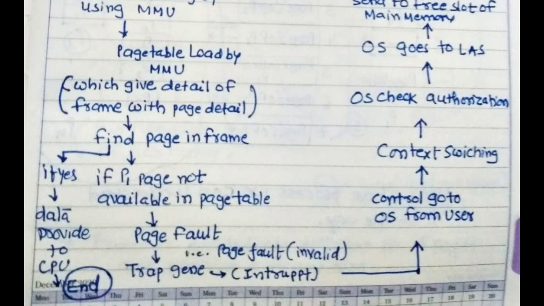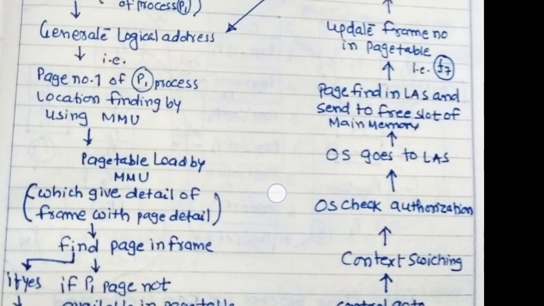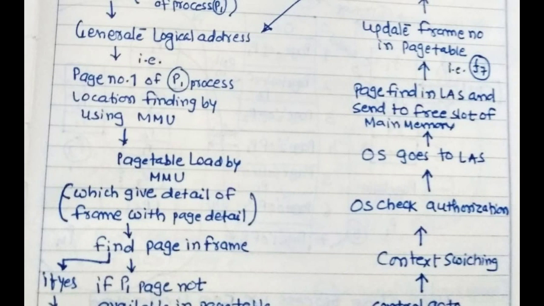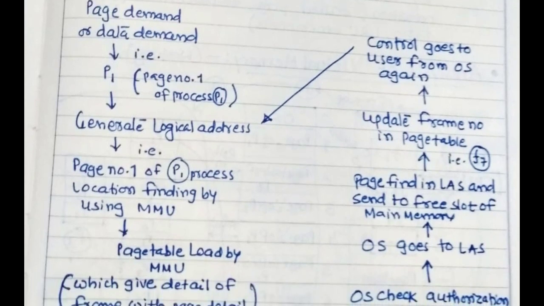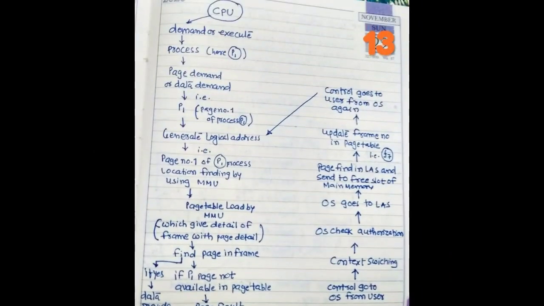If not available, then a page fault or interrupt is generated, and control goes to the OS from the user. Context switching occurs, the OS checks the authorization and goes to the LAS and finds the process, here P1. Then it is sent to a free slot of the main memory and the frame number is updated in the page table. Now control goes back to the user from the OS, and on the hit once again, because of the generated logical address, the process is available and all the process is done. So these are the step-by-step methods of how virtual memory works.